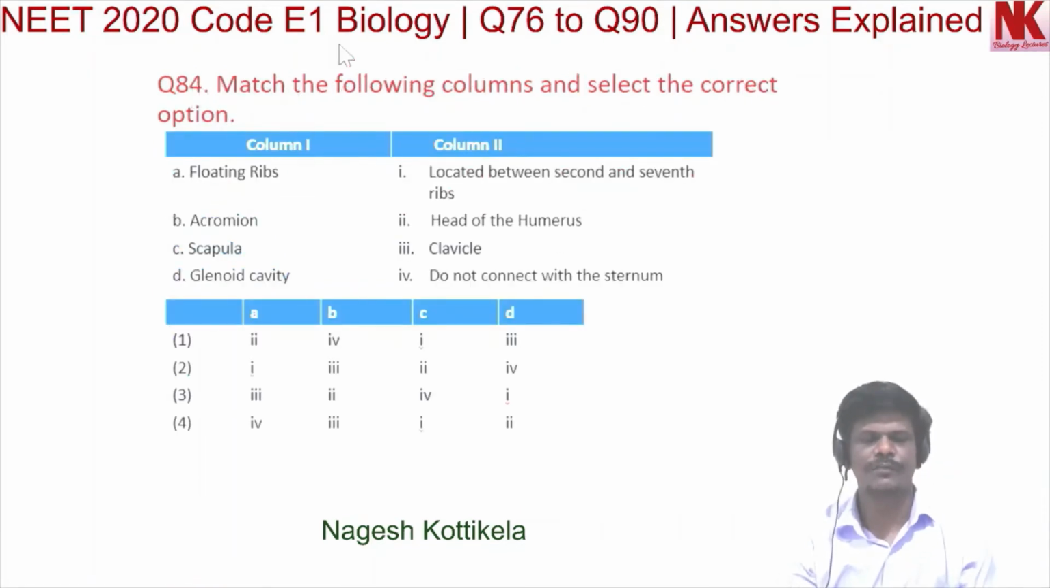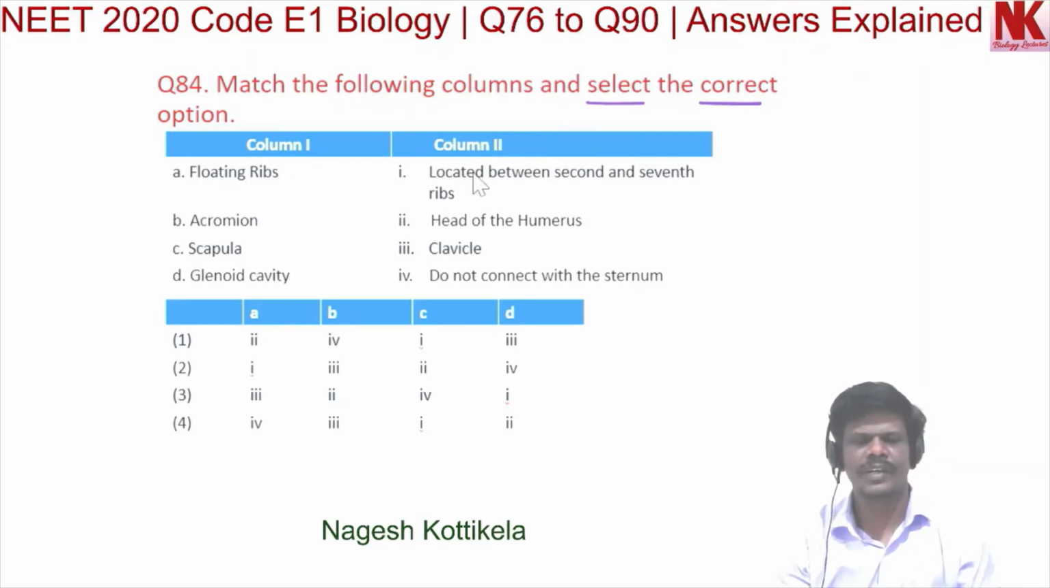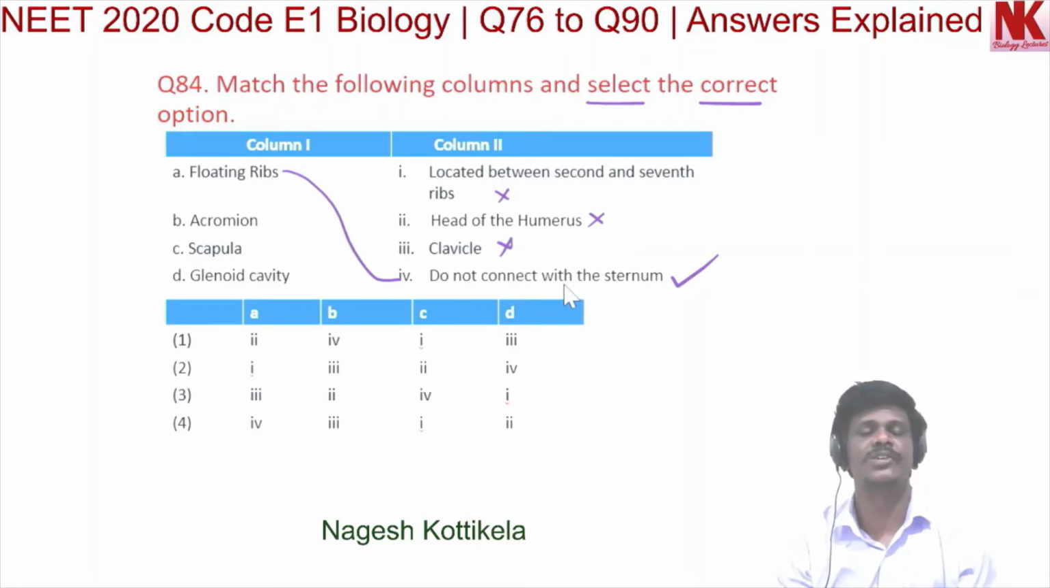Question number 84. Match the following columns and select the correct option. Floating ribs. Here, located between 2nd and 7th ribs is wrong. Head of the humerus is wrong. Clavicle is wrong. And do not connect with the sternum. This is correct. So, A can be matched with 4. Floating ribs, they are not connected with the sternum.